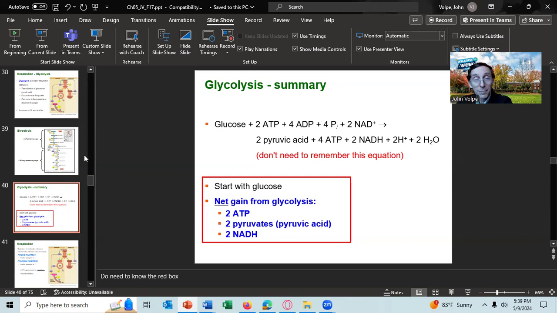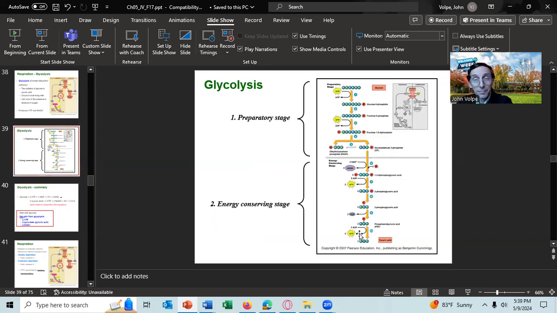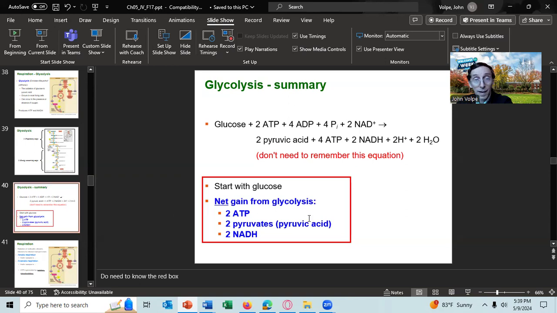All right. You don't need to know all of the different steps of glycolysis, but you do need to know everything in the red box of the summary of glycolysis.